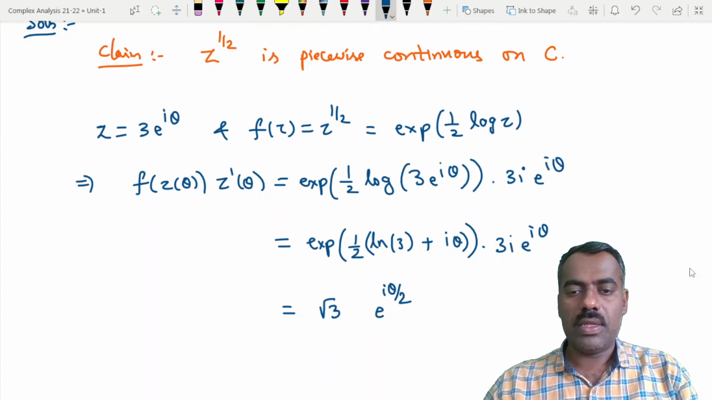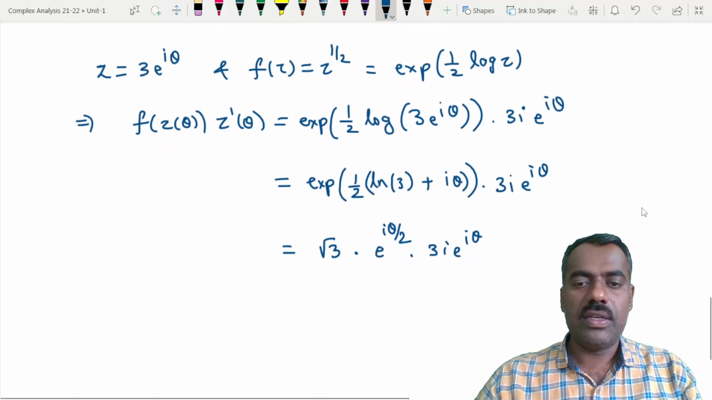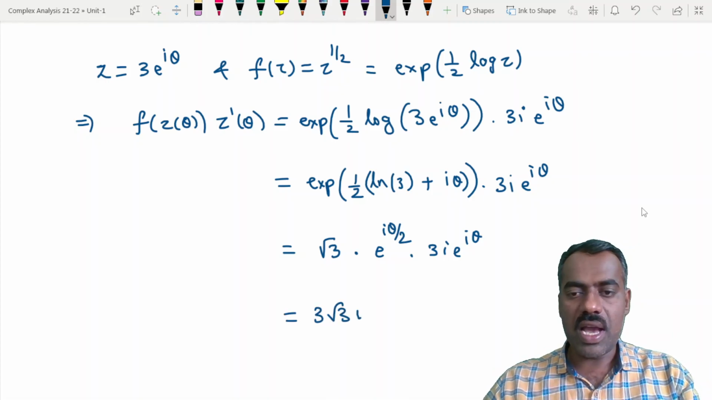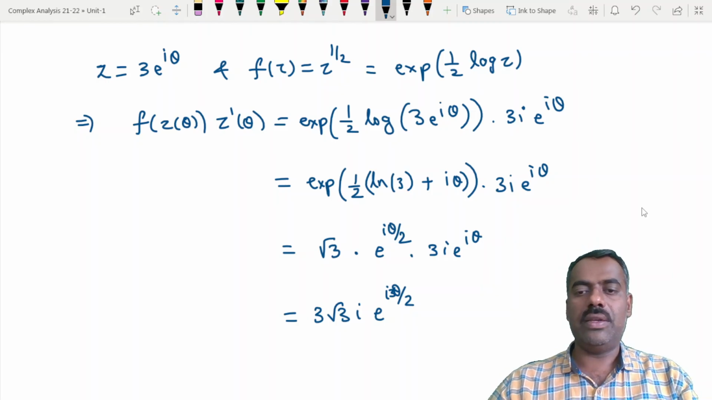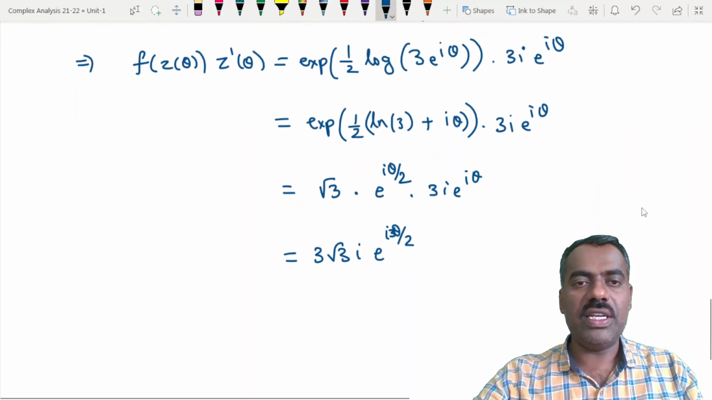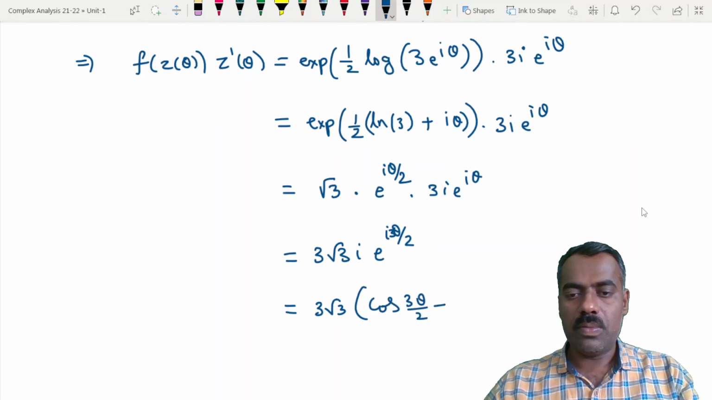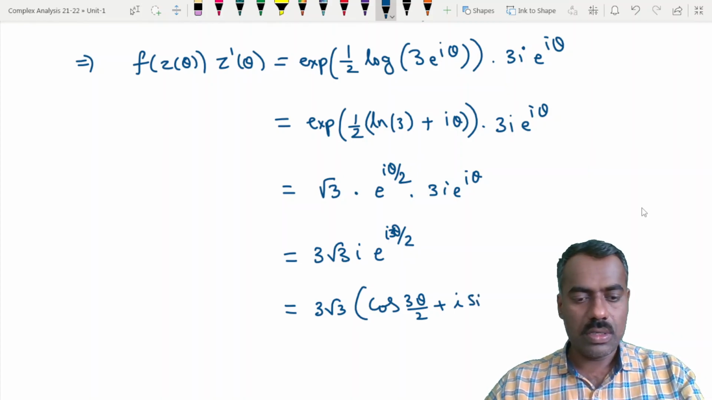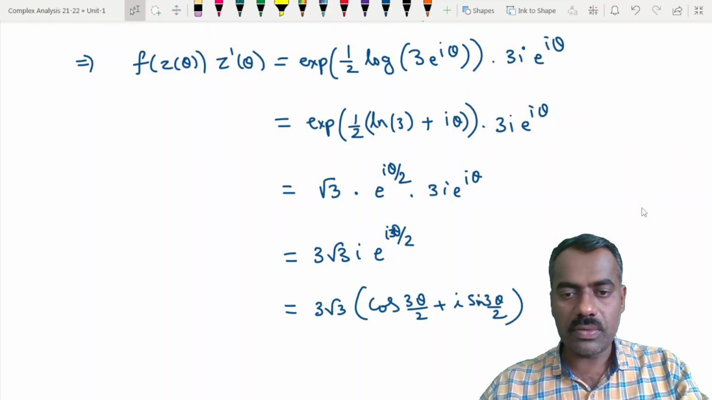Okay, then what we have here is 3i e power i. Okay, fine. So this is same as 3 root 3 i e power i theta by 2, plus 3. That means you can call it 3 theta by 2. So this is your f of z of theta into z dash of theta. If you write this as 3 root 3 into cos 3 theta by 2 plus i sin 3 theta by 2. Of course, here i is.